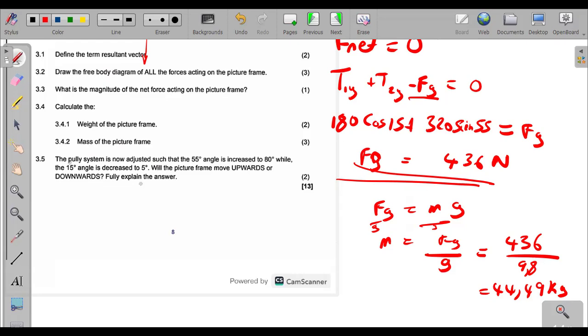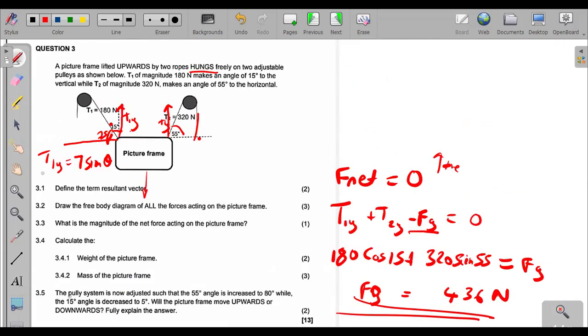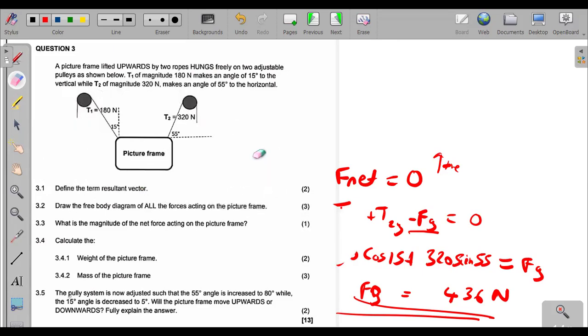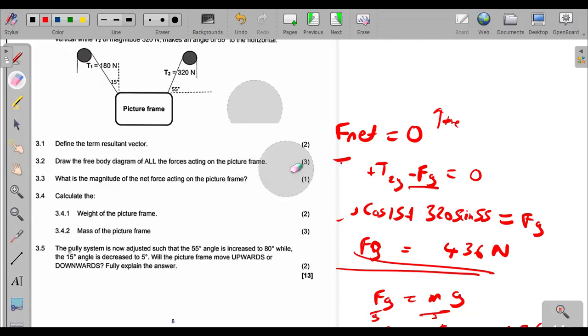The picture frame will move upwards. Here is our diagram. It will go upwards because the vertical components of T1 and T2 will increase. So due to that, the picture frame will move upwards. The instruction says that when the 55 is increased to 80 and the 15 degrees is decreased to 5, that has the impact of increasing the vertical components of T1 and T2, and by so doing, it causes the picture frame to move upwards.